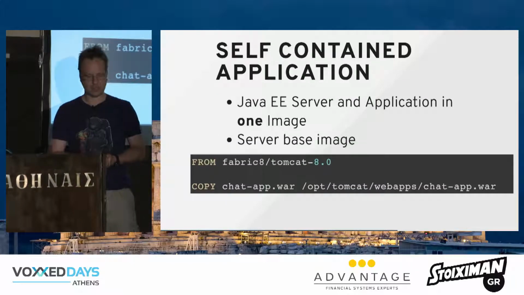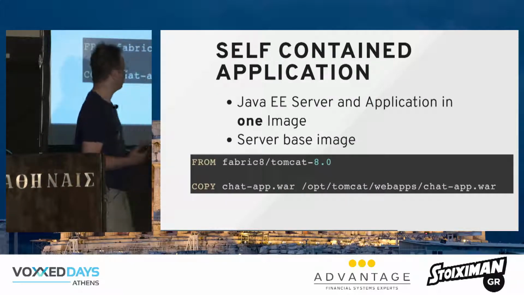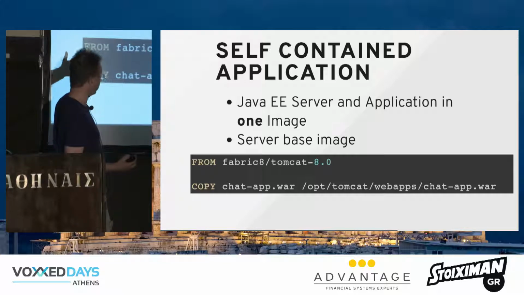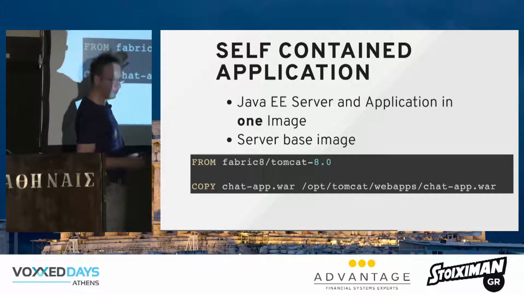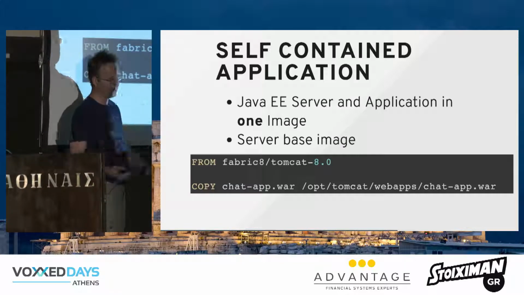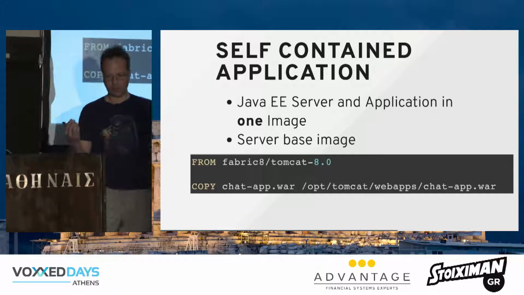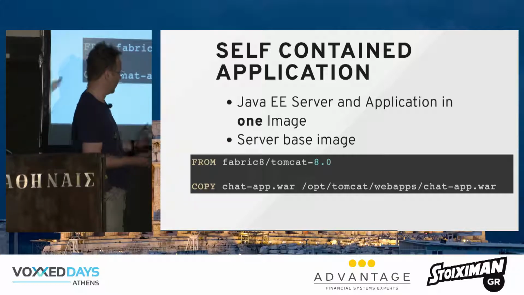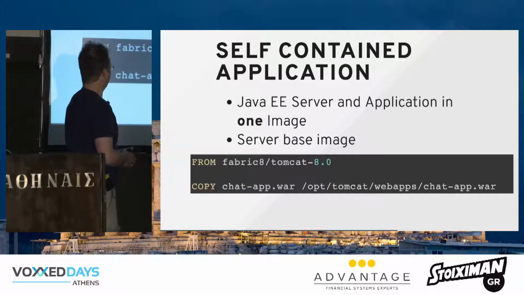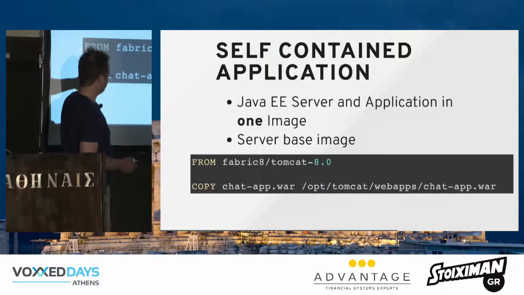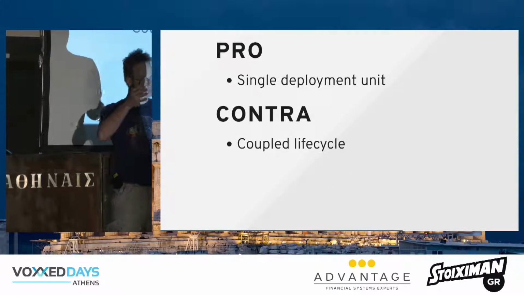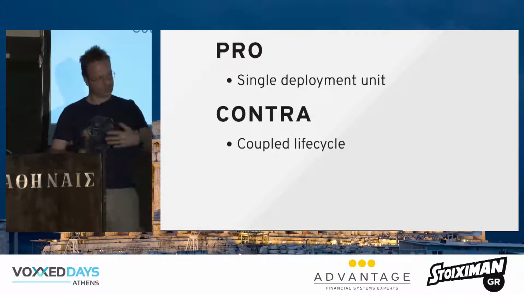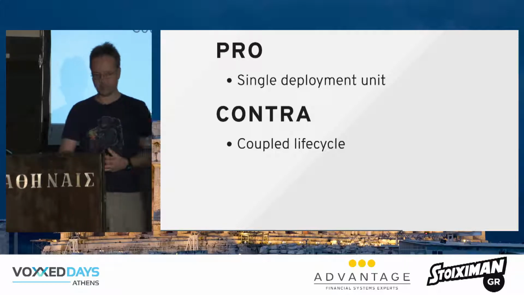The first one is the so-called self-contained application, which is the example I have shown you previously. You simply have a base image, and you put your application on top of this base image, and then commit it, and then you have your application. So this is quite simple. You have one image, a server base image, and then you start it. The advantage here with this approach is that you have a single deployment unit, a single image, it's easy to understand, and it's easy to push somewhere and to start.